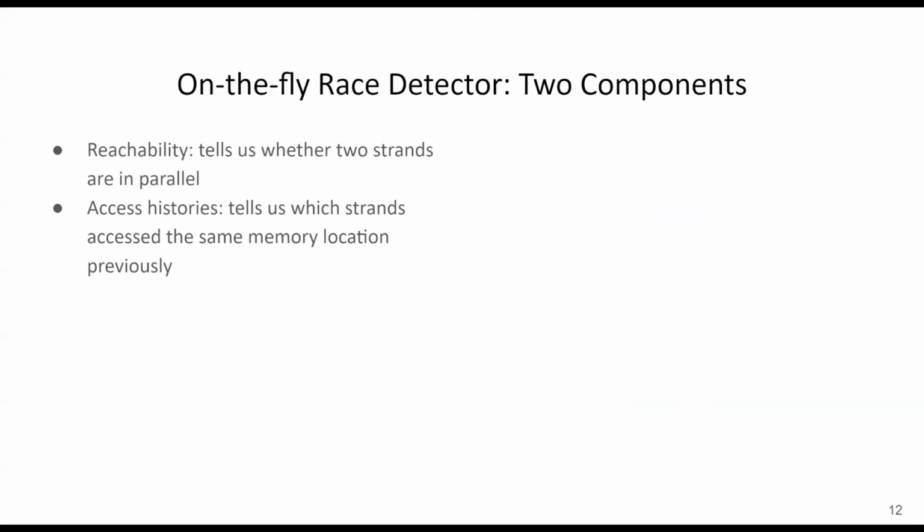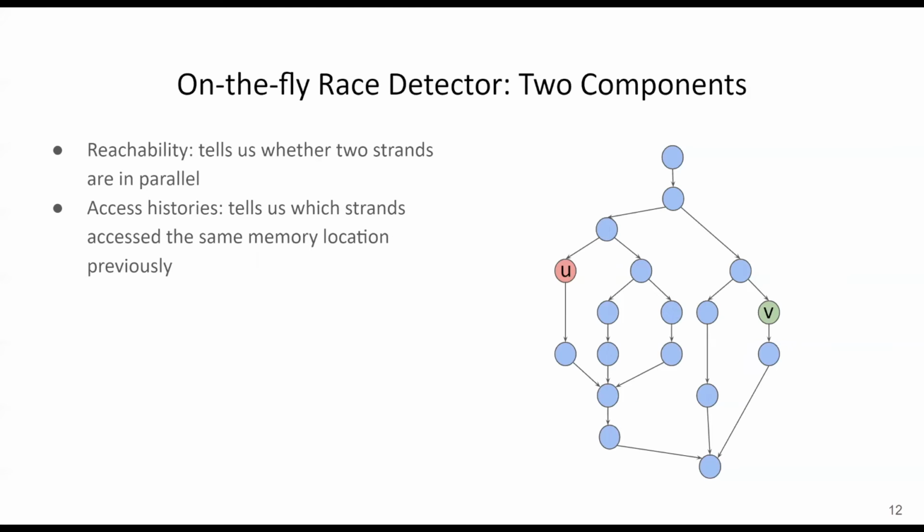Now we look into the on-the-fly race detector in more detail. A race detector typically has 2 components. There is a reachability component that tells us whether 2 strands are in parallel. Here, if we consider the DAG model, then 2 strands are in parallel if there's no path from one to another. For example, nodes U and V in the DAG are logically in parallel because there's no path from one to another. The other component is the access history. It tells us which strand accessed a given memory location before.